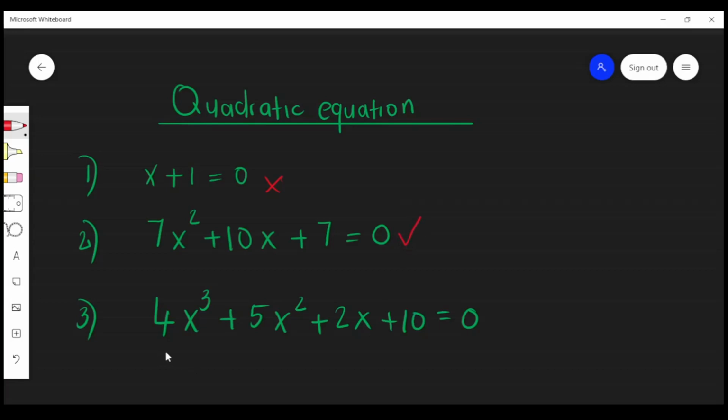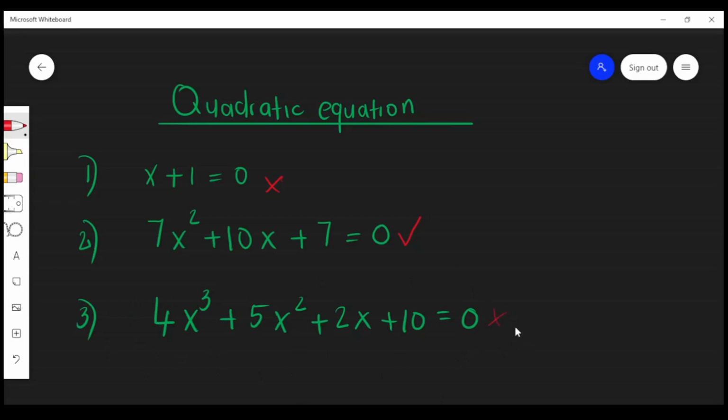Let's look at this one. Is this one a quadratic equation in its general form? 4x cubed plus 5x squared plus 2x plus 10 is equal to 0. No, this one is not a quadratic equation in its general form. In fact, this one is a cubic equation, right?